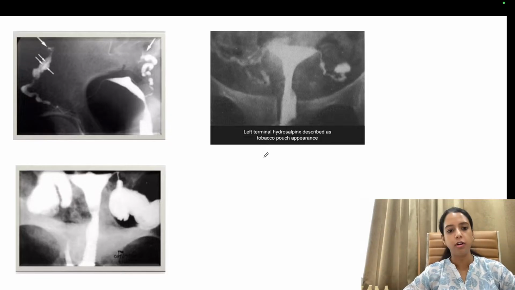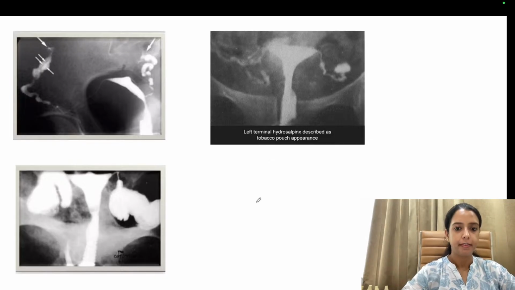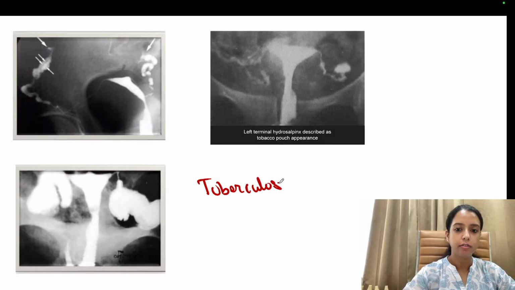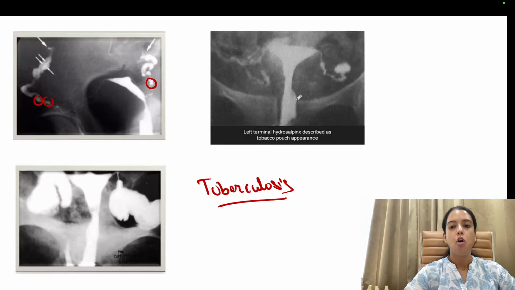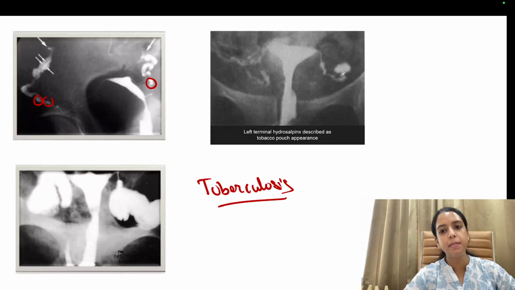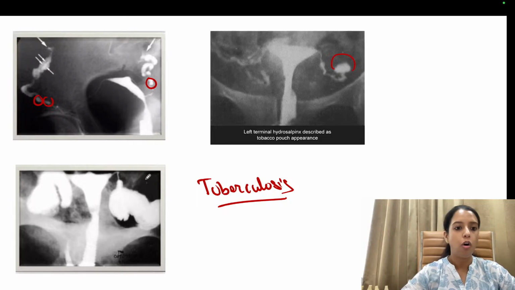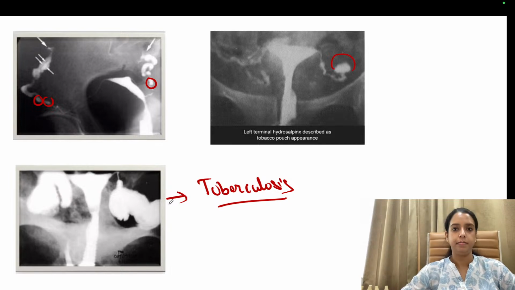Who will tell me which pathology has this kind of tubal appearance? This is tuberculosis. When I see the tubes are normal but they are beaded, can you see the beaded tubes? Or tubes are going normally but then they are collecting in the fallopian tube at the fimbrial end, forming a tobacco pouch. Or whole tubes are dilated, hydrosalpinx, typical of tuberculosis.